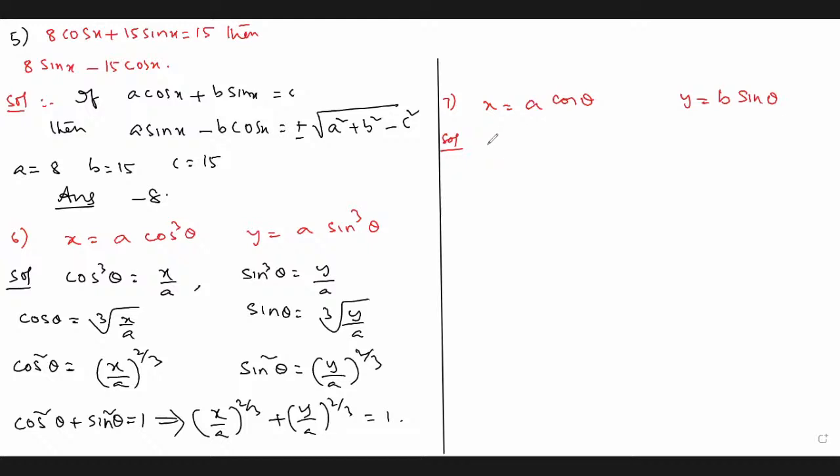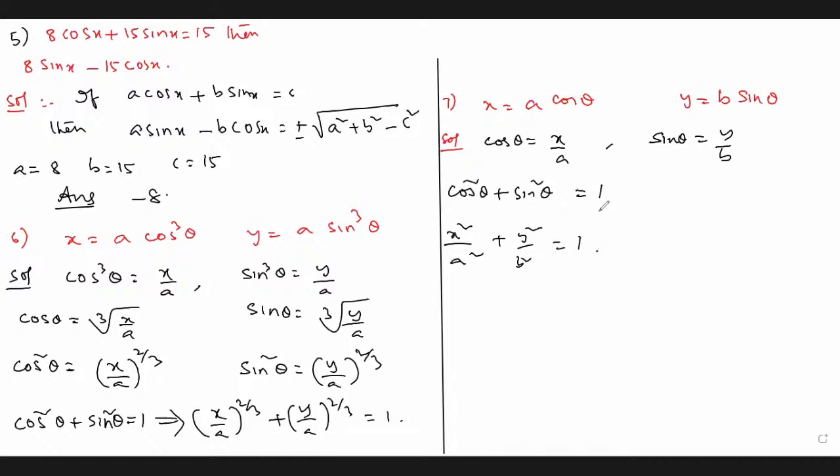So from this one, cos theta can be written as x by a, and sin theta can be written as y by b. Am I right? So you know very well, cos square theta plus sin square theta is equal to 1. You are going to get x square by a square plus y square by b square is equal to 1.